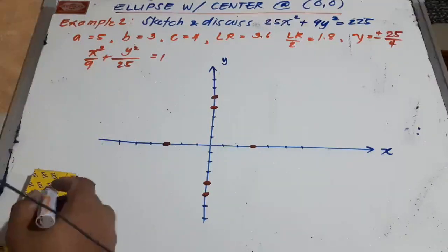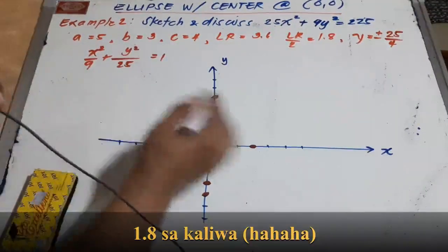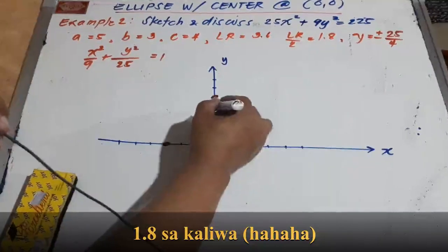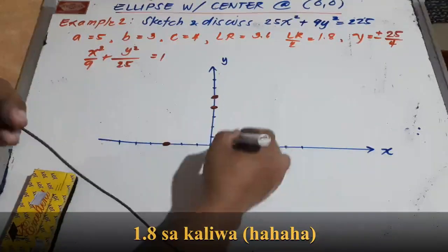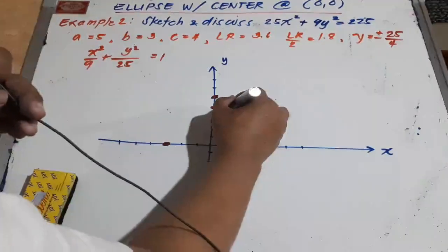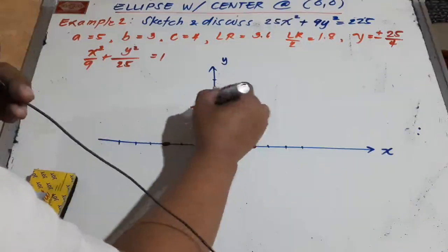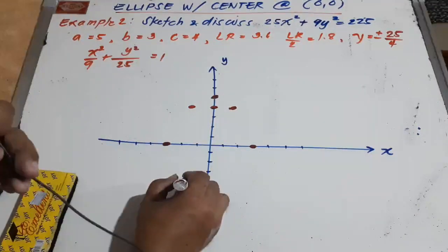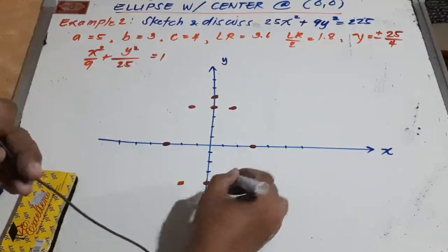Okay? And then, ang ating latus rectum, 3.6, 1.8 sa right, 1.8 sa kanan. Yun yung half, 1.8. So, starting from the focus, na doon dadaan yung ating latus rectum, 1.8 daw. So, 1.8 doon, 1.8 dito. So, somewhere here ang 1.8. Somewhere here ang 1.8. So, ganun din dito. 1.8 dito. 1.8 din dito. Okay? Yan.